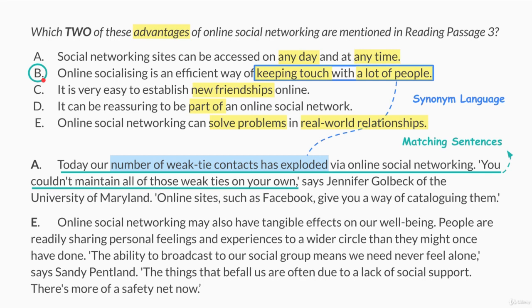Let's look at the next correct answer choice. So the next answer choice is going to come from this paragraph. So again, what am I going to do? I'm going to first begin by looking for language that relates to some sort of an advantage. First, I'm looking for some sort of an advantage. Do I see anything here that could be an advantage or an example of an advantage? And here I see it's talking about our well-being. It's talking about how online social networking can have tangible effects on our well-being.